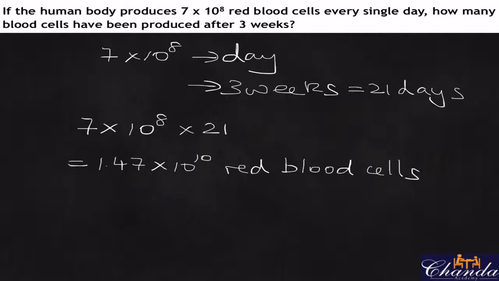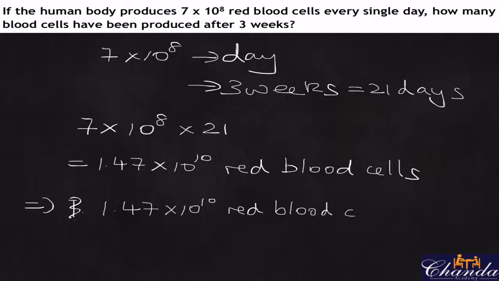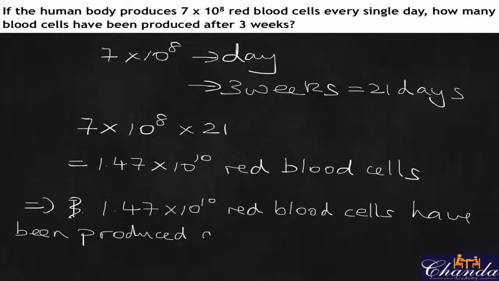So, to answer this question, therefore, 1.47 times 10 to the power of 10 red blood cells have been produced after 3 weeks. So again, guys, it takes about 10 seconds, but it really just tells the person who's marking it exactly what you're calling out to be the answer. Fantastic. Let's move to the next question.